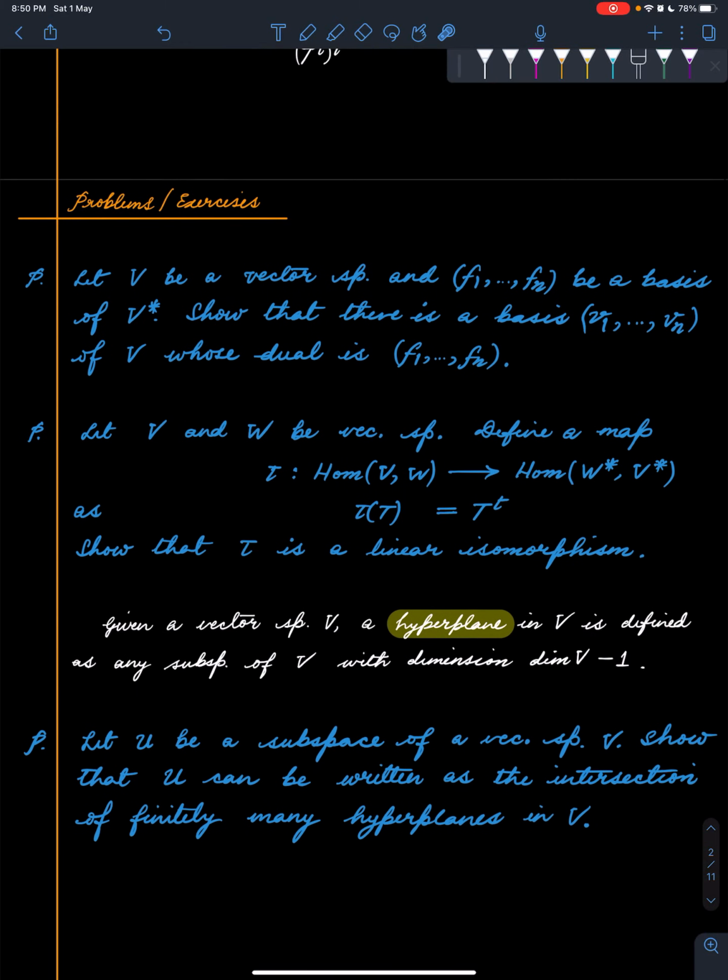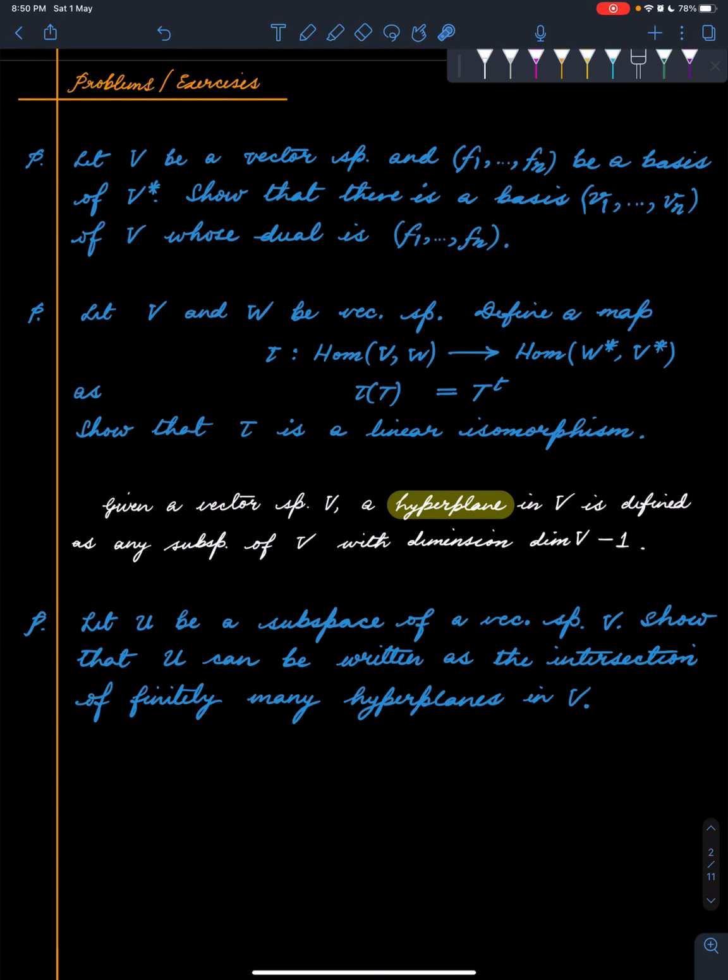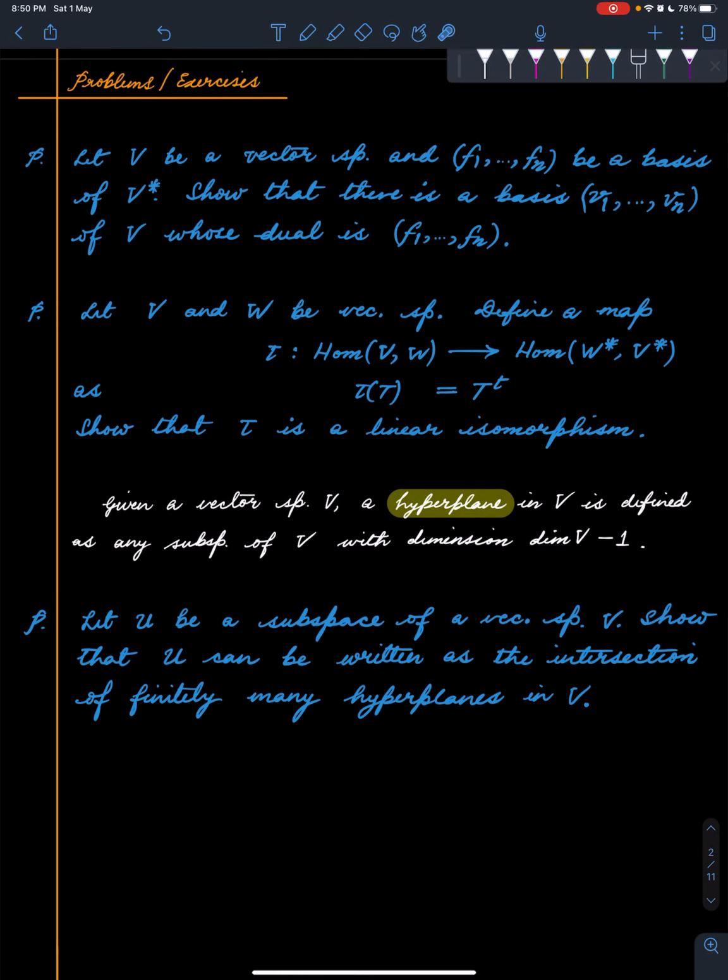Alright, so now for the problems for today. There are 3 problems, and we have a new definition here which is used in this problem. So just take a note of that. Okay, and now let's move on to the material of this lecture.